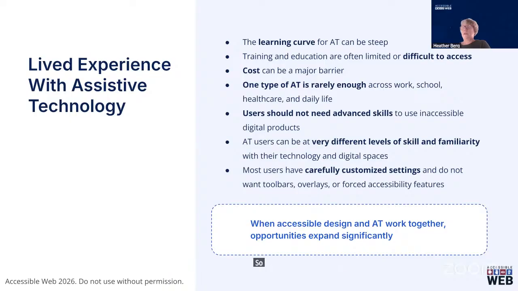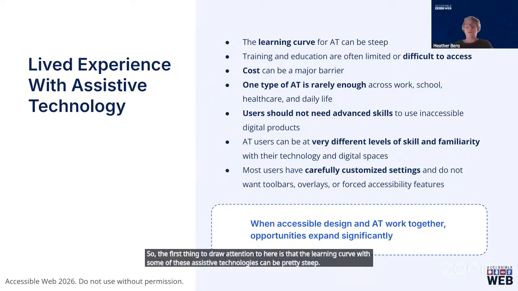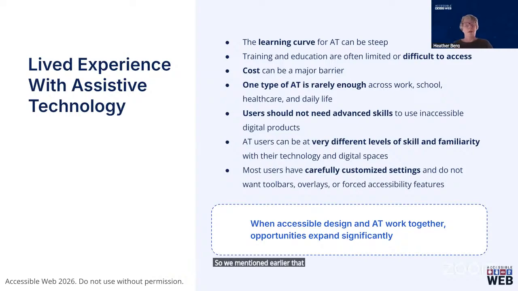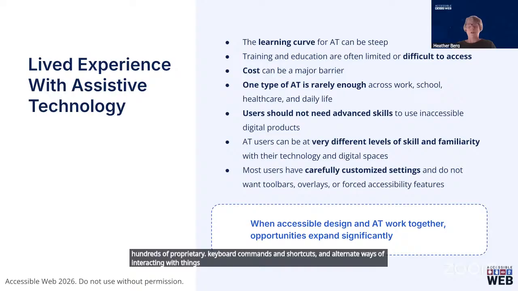So the first thing to draw attention to here is that the learning curve with some of these assistive technologies can be pretty steep. So we mentioned earlier that they can be quite robust and highly customizable, which is awesome. And the flip side of that is it can mean learning hundreds of proprietary keyboard commands and shortcuts and alternate ways of interacting with things. So the cognitive load here can be fairly high to get up to speed with some of these technologies.